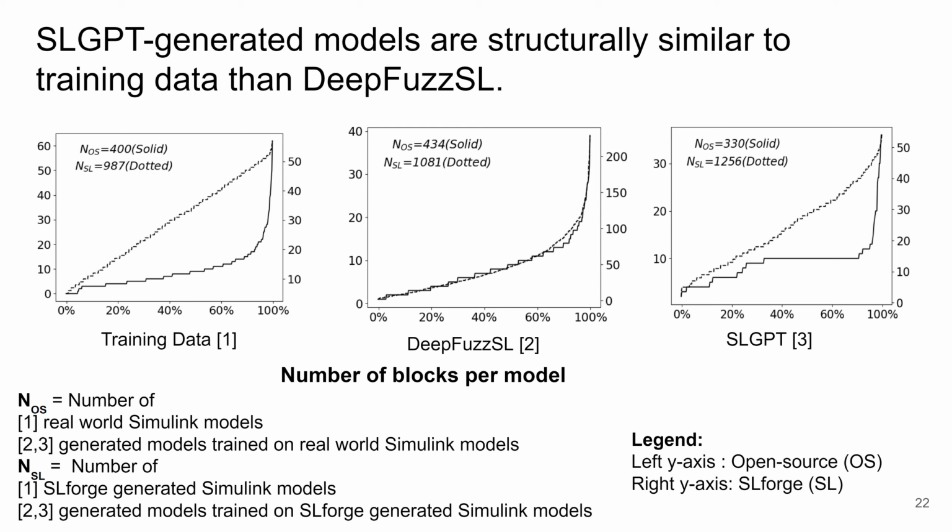Furthermore, we looked at certain graph properties of these Simulink models in the training dataset versus the generated models. Here you can see that 90% of the real-world models in the training data have fewer than 17 blocks in them. SLGPT generated models respect the distribution of the model size and closely align with the training data. On the other hand, DeepFuzzSL is endlessly generating blocks in the model.